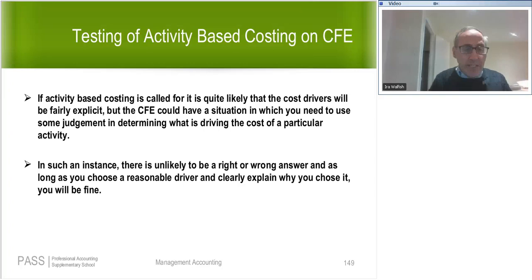And again, just use common sense for that. There won't be a right or wrong answer because there'll be judgments involved. And if you have to come up with a driver yourself, as long as you choose a reasonable driver using good judgment, and equally importantly, you explain why you chose it, you'll be perfectly fine. So if they don't direct you to what driver to use, two people might end up using two different drivers, but as long as both are reasonable, and as long as the candidates clearly explain their reasoning, both of them could do extremely well. That concludes our discussion of activity-based costing.